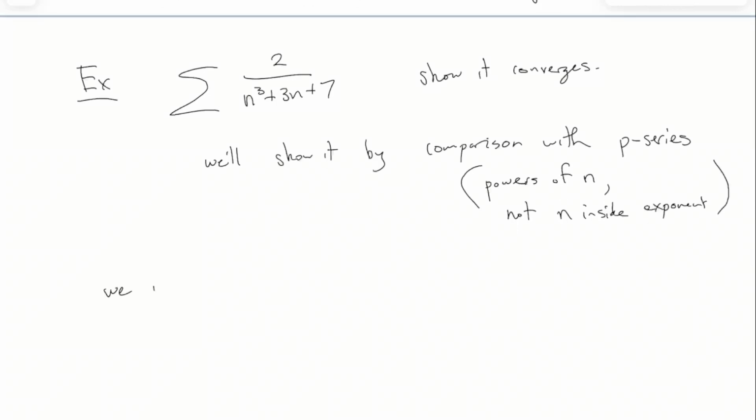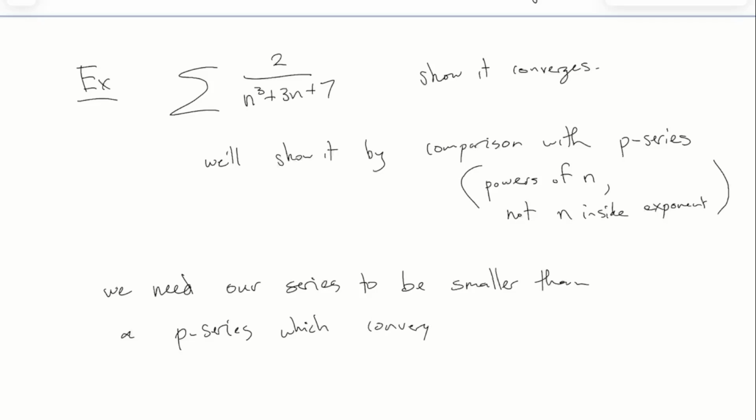We need our series to be smaller than a P series which converges. That's the idea. If you want to show that your series converges, you have to show that it's smaller than something else which converges. And if you want to show that yours diverges, you have to show that it's bigger than something else which diverges. All right? We need our series to be smaller than a P series which converges.